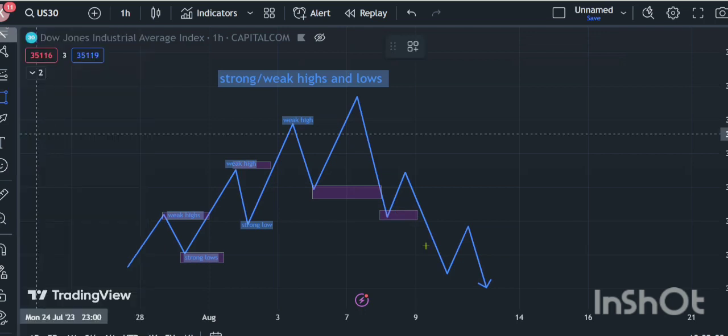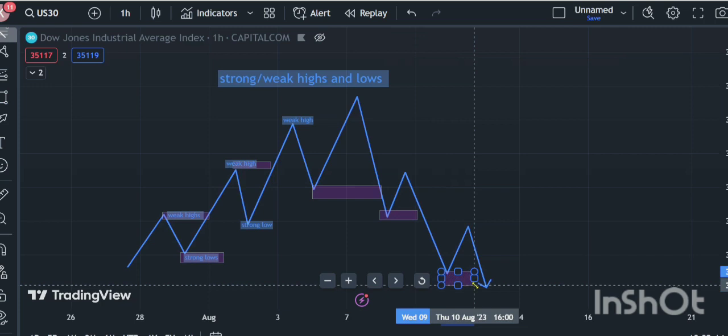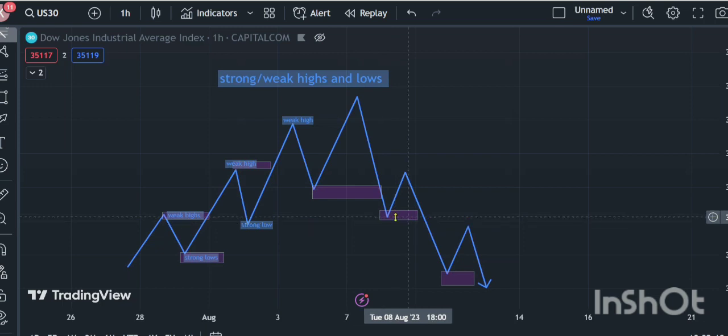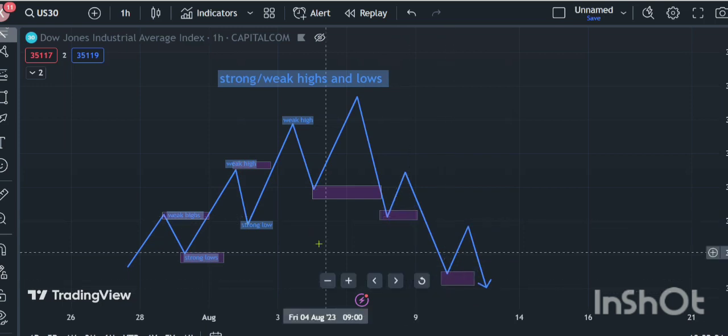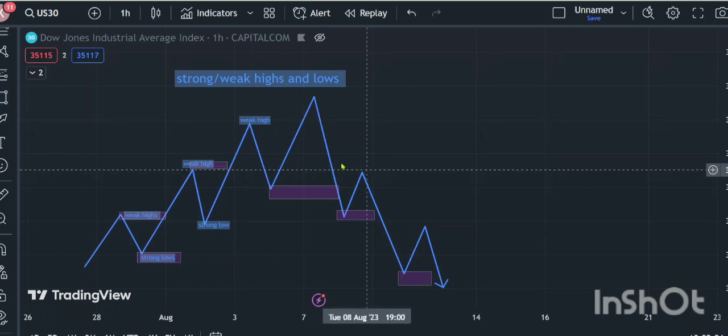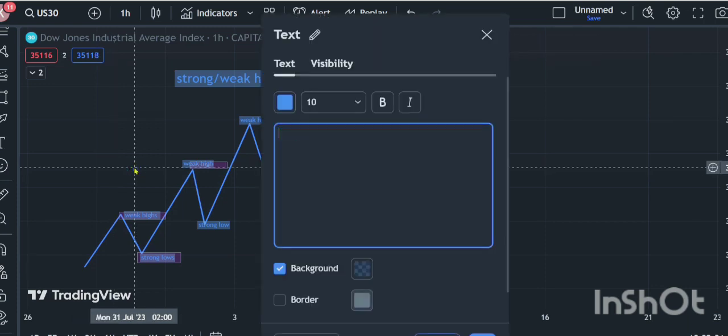Then we have another one. We notice that market keeps on breaking. We notice that this low was broken and that low gets broken, thus having strong highs on the other side of market. So our strong highs, we'll mark them on this side of market. We're going to say strong high.